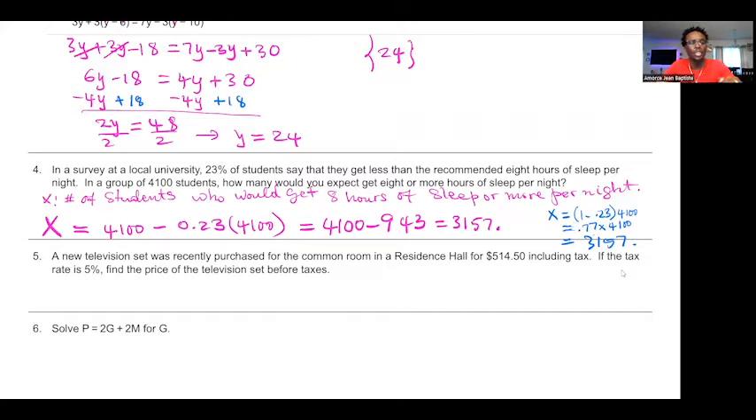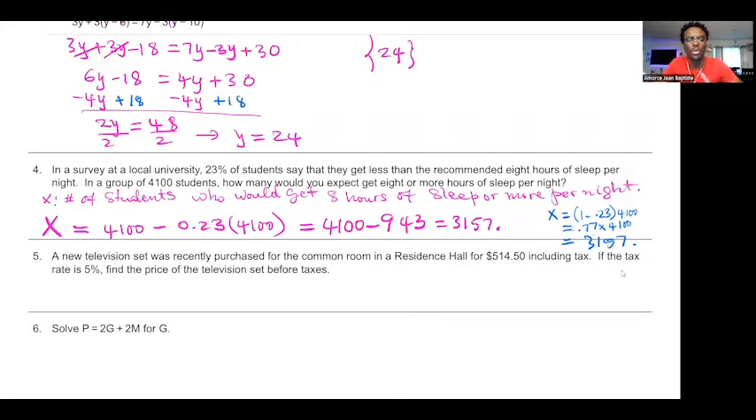a new television set was recently purchased for the common room of a residence hall for $514.50, including tax. If the tax rate was 5%, find the price of the television set before tax.